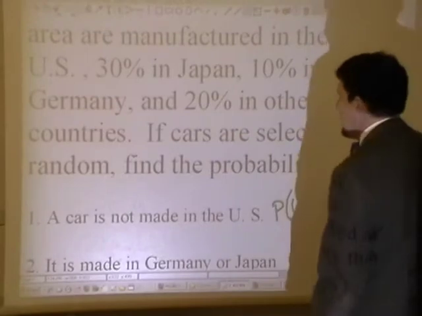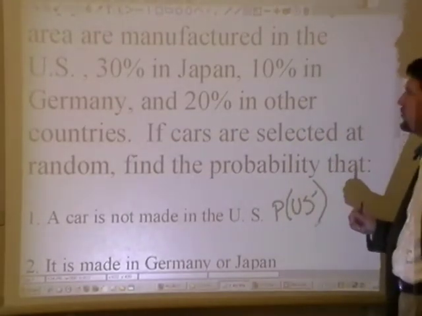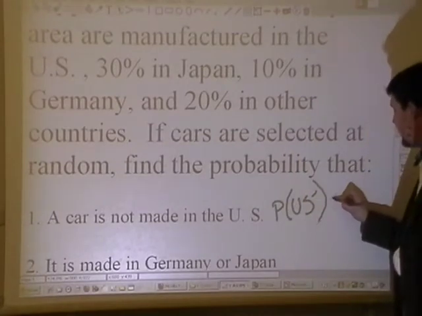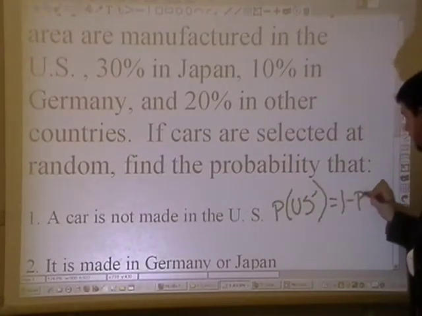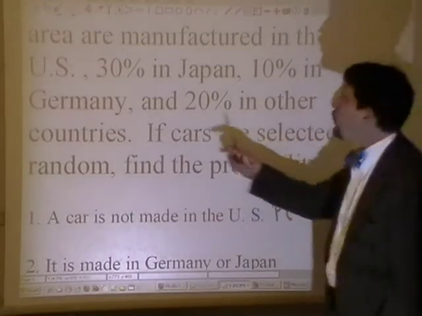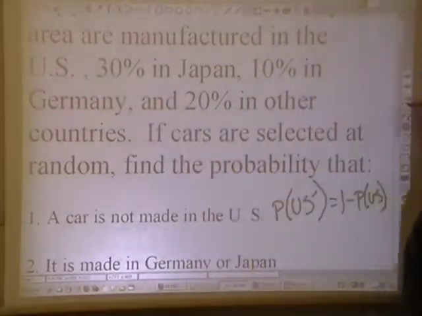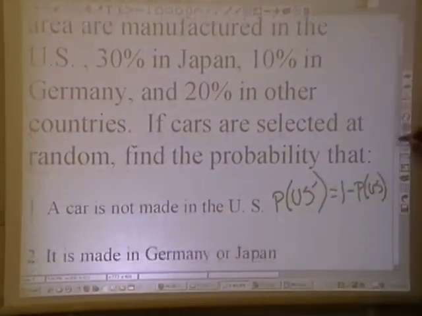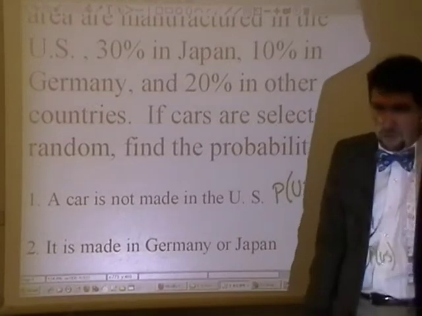One, I could say, if it's not U.S., it would be the complement of being U.S., which would mean that it would be equal to 1 minus the probability of being a U.S. car. A U.S. car is 40%. It says so up here. 40% of your cars are made in the U.S. So 1 minus that would be 60%.